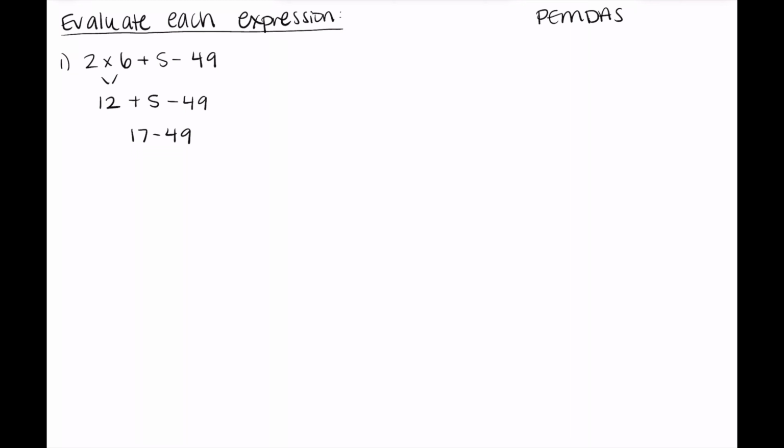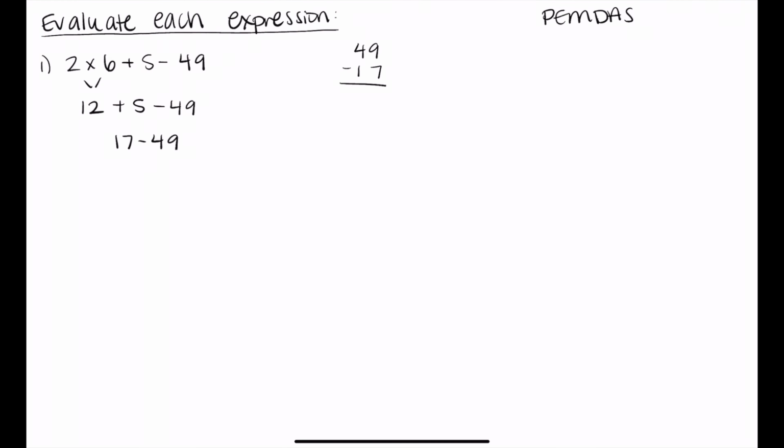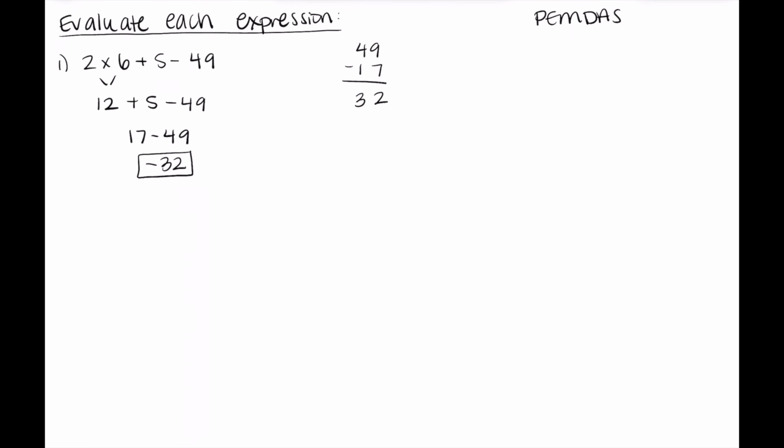So this is a positive minus a positive, but 49 is going to be bigger. And since we're subtracting by 49, we know our answer is going to be negative. So let's on the side here do 49 minus 17. When we do that, we get 9 minus 7 is 2, 4 minus 1 is just 3, so we get 32, but we know our answer is negative, so we would get negative 32 as our answer for number 1. Now we'll get into number 2.